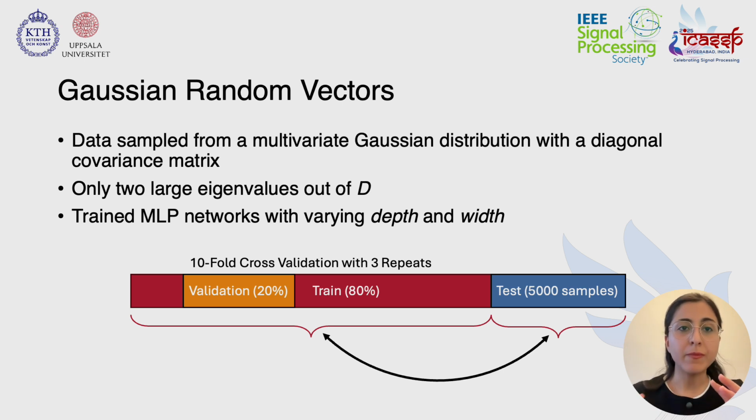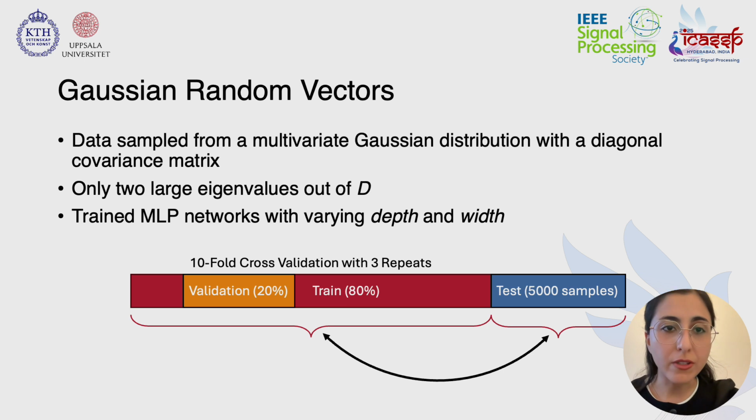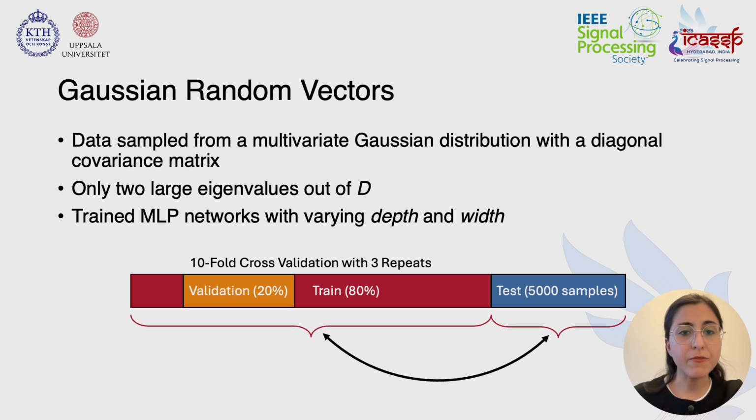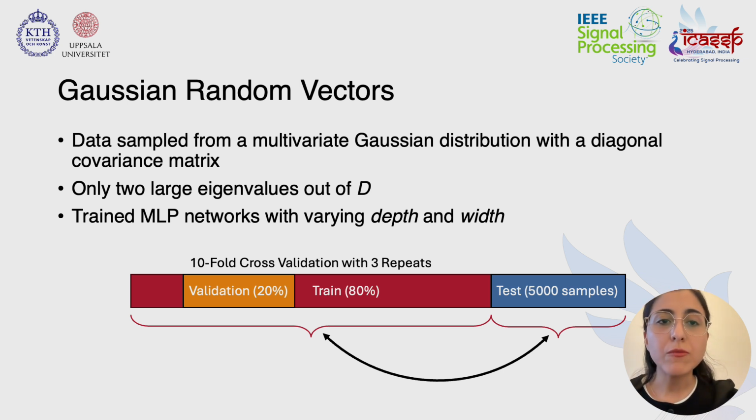So let's start with the final experiment. To further isolate neural network properties, we trained multi-layer perceptrons, or MLPs, on random Gaussian vectors with a few large eigenvalues, as is the case in real-world data. We used the same training approach as the previous experiment, using 5,000 generated test samples as the independent test set, and we also used cross-validation on the training set to train and early stop the networks.